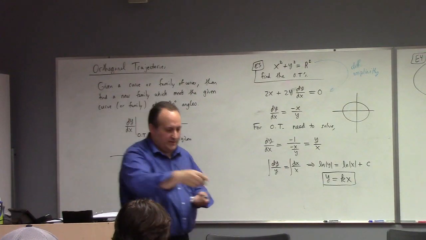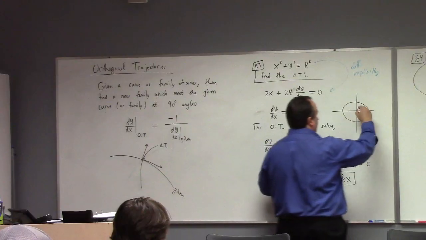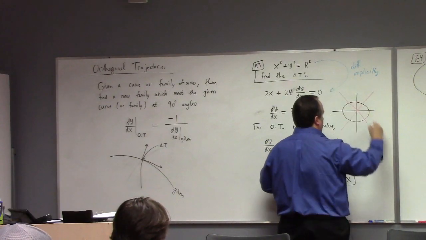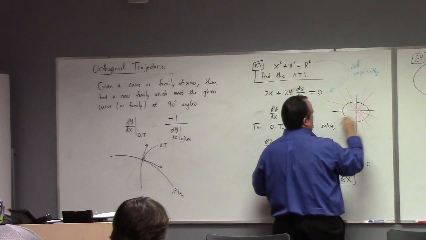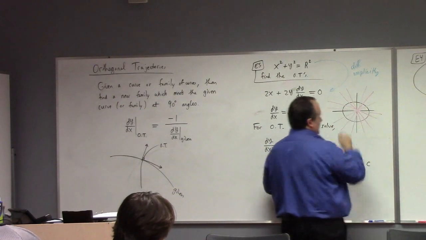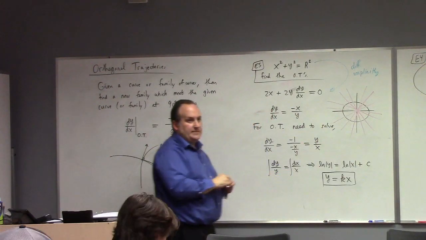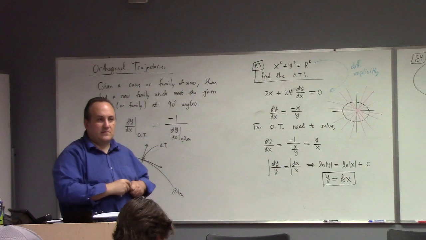What are the orthogonal trajectories to a circle? They're just these lines. And if I did it right, everywhere where the circle intersects the line through the origin, it meets perpendicular. The perpendiculars to the lines through the origin are the tangent lines to the circle.